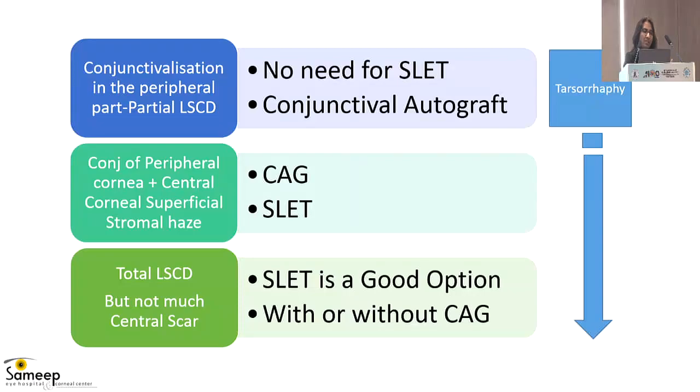We may not go into the details of the results, but to simplify for the clinician: if there is a conjunctivalization in the peripheral part or there is a partial LSCD, there is no need for SLET. You can just go ahead and do a conjunctival autograft. You can do tarsorrhaphy along with it, depending on the need of the hour. If there is peripheral conjunctivalization of the cornea plus central corneal superficial stromal haze, one can do a conjunctival autograft and/or SLET. If there is a total limbal stem cell deficiency but not much of a central scar, SLET is probably a good option with or without conjunctival autograft.